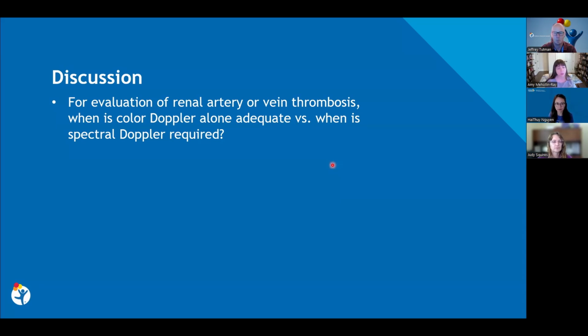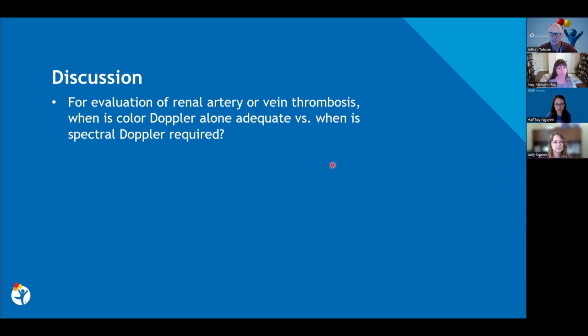But in that population, you don't need a full Doppler. You don't have to look at arcuates. You don't need multiple points in the renal artery. You just need a little window into what's going on with that arterial waveform.